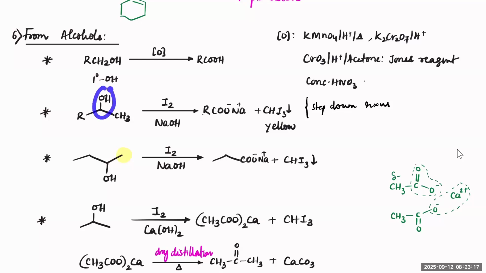If it is a secondary alcohol, you will not be able to convert that into acid. It will end up at ketones. But if the secondary alcohol is connected with a methyl group and you treat it with iodine or halogen and NaOH, it will go for the haloform reaction. The haloform reaction removes this carbon, converting it into a haloform, and the rest of the part will convert into an acid.